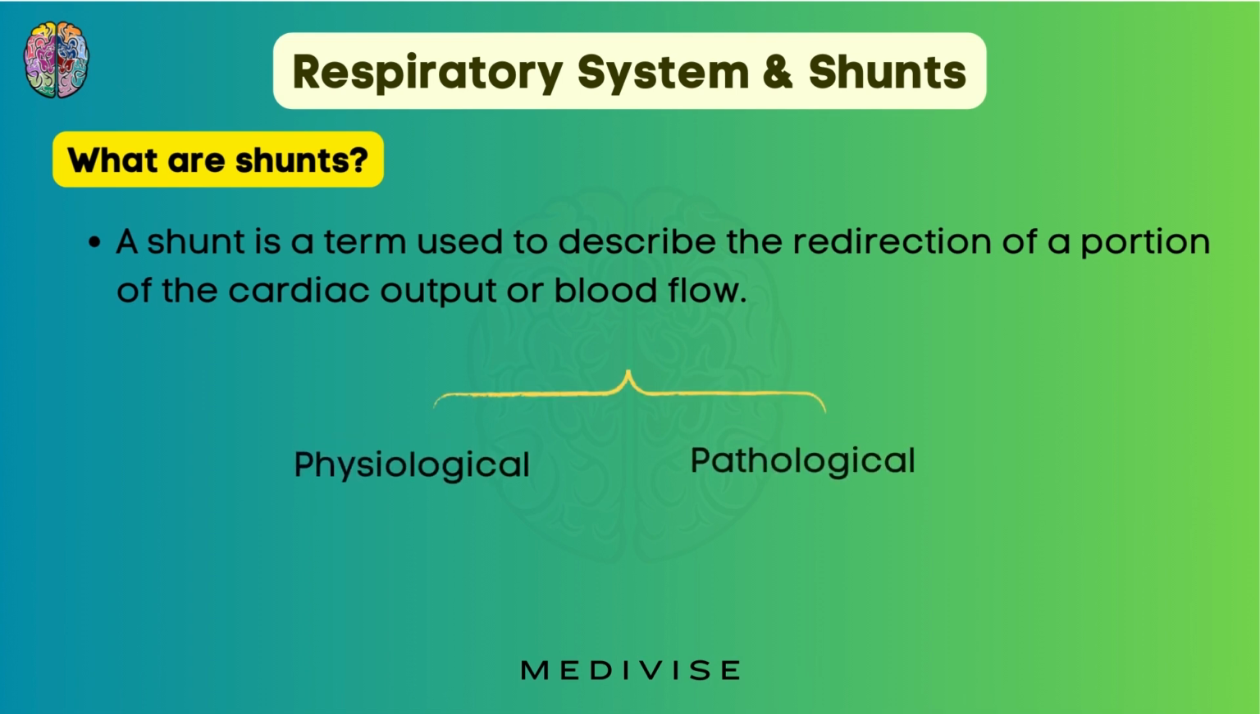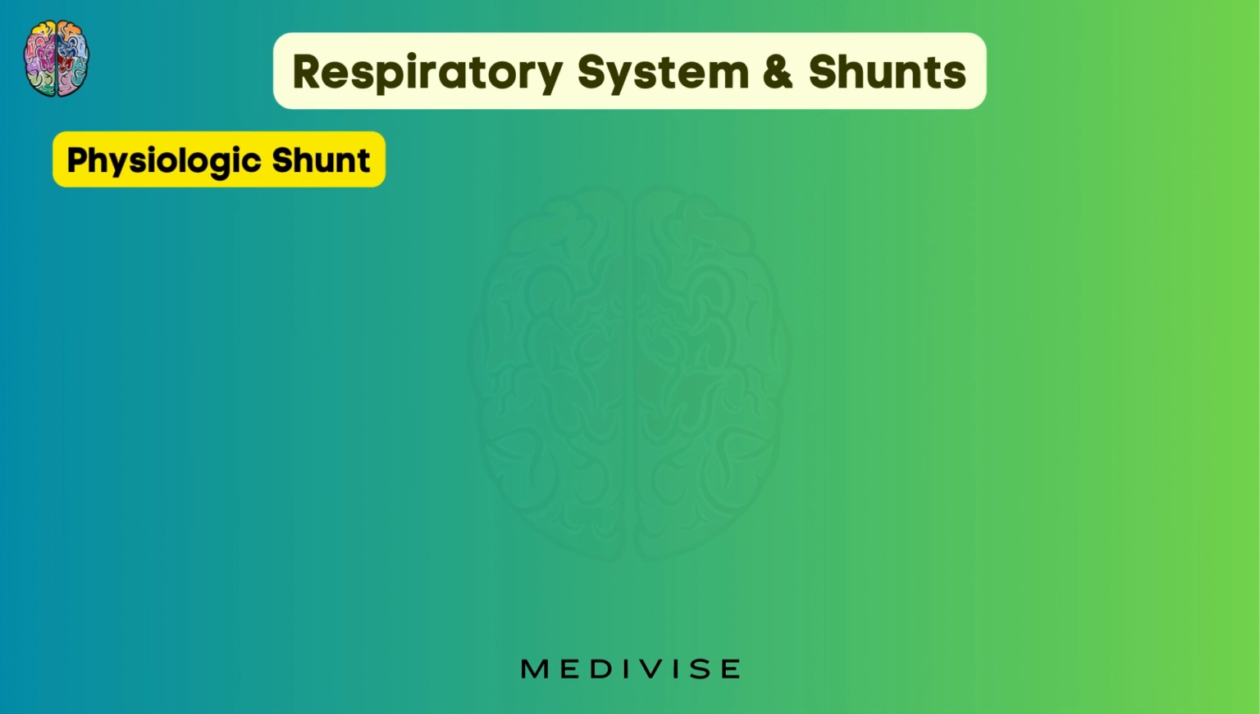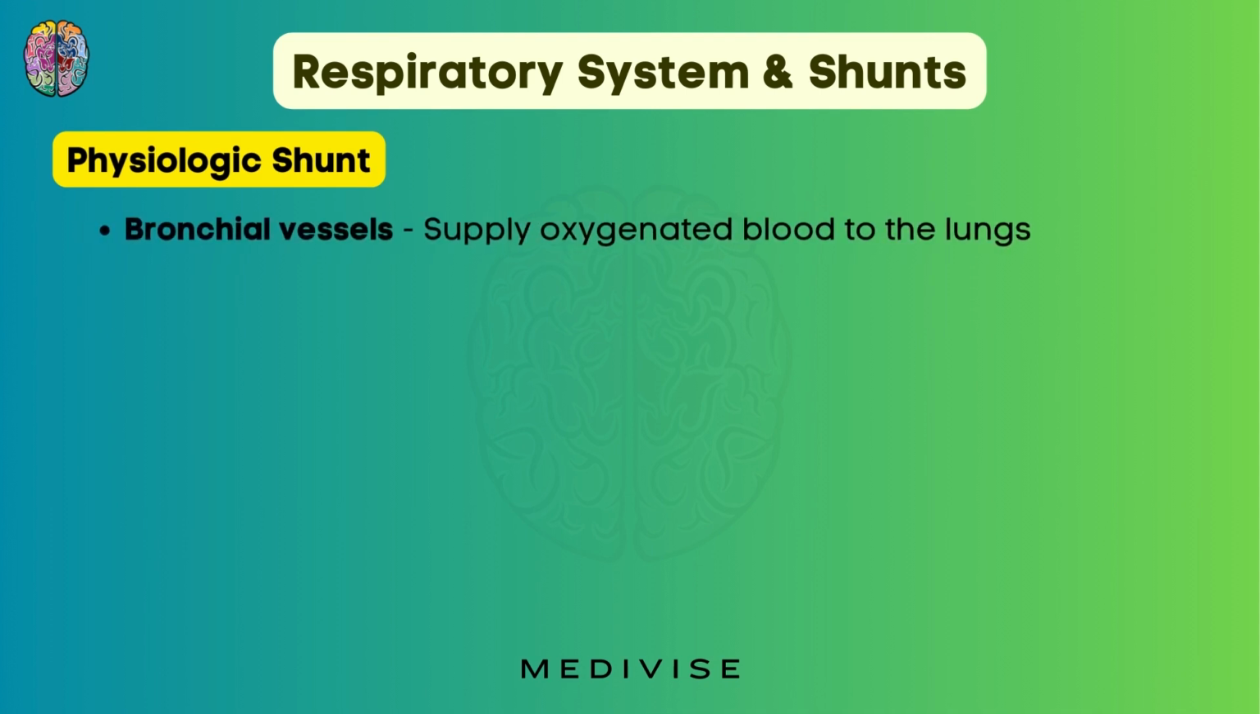There can be physiological and pathological types. Let's start with the physiological ones. An example of a physiological shunt is bronchial vessels. Now don't get confused. The blood in bronchial vessels is not the one which goes to the lungs to get oxygenated. It is the one which supplies the tissue of the lungs, because as with any other tissue in our body, even the lung tissue needs oxygen to survive, right? So this is supplied by the bronchial vessels.